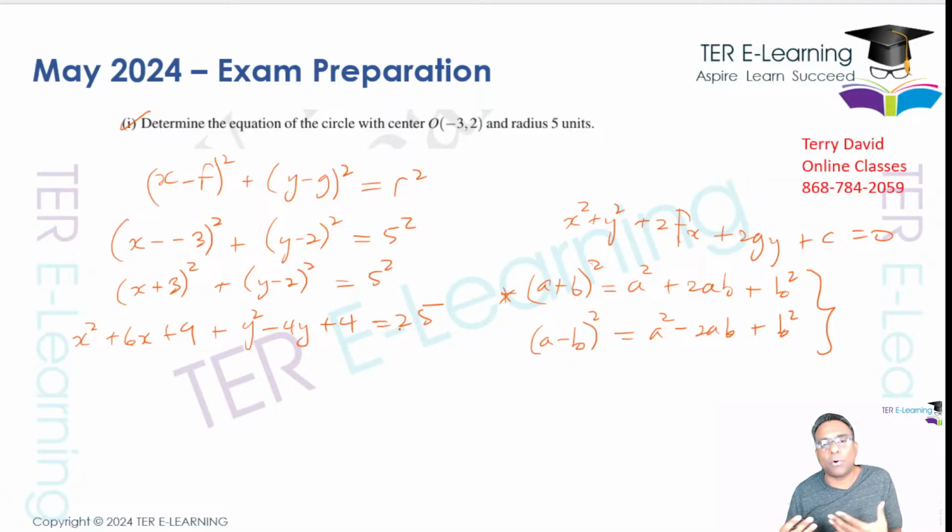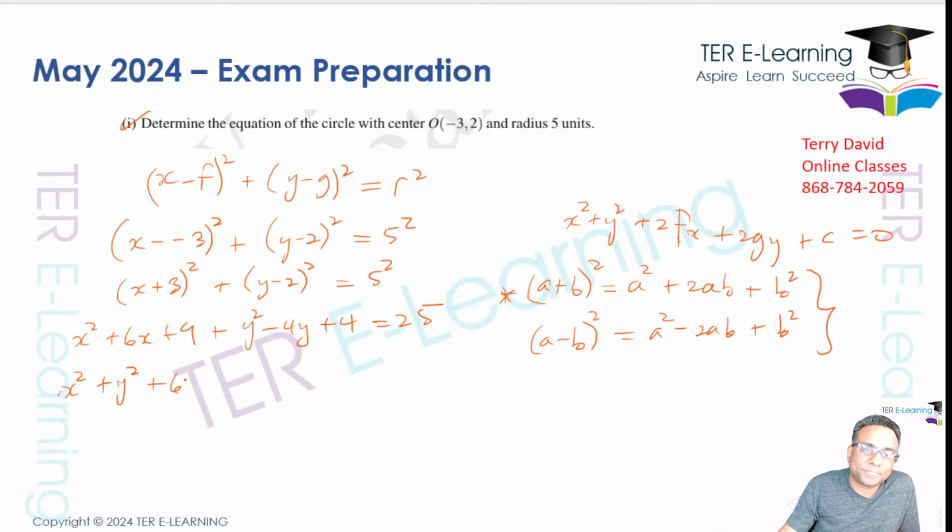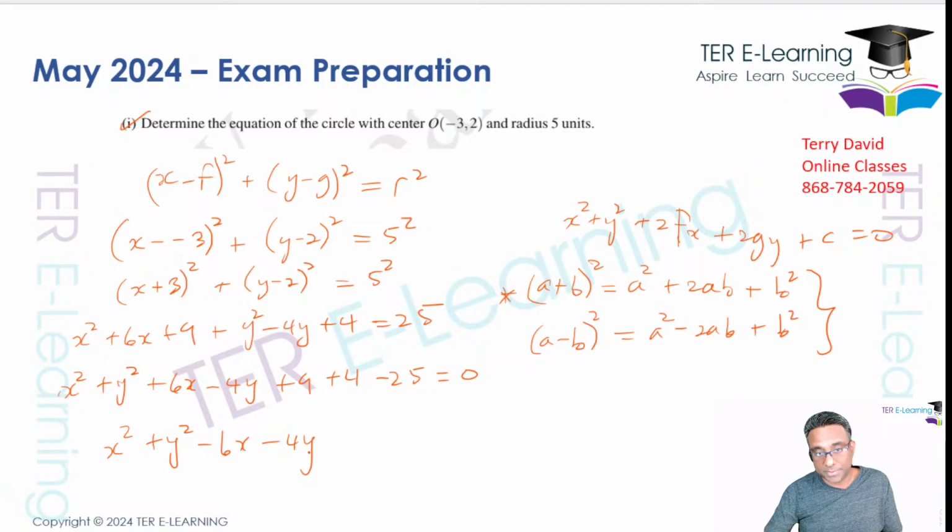Then you have to take your time now and try to carry everything to the left side. So this is going to be x² + y² + 6x - 4y + 9 + 4 - 25 = 0. So therefore the final answer is going to be x² + y² - 6x - 4y. This is going to be 9 + 4 - 25, and you're going to get -12 here. You all can just double check my answer if you need to.